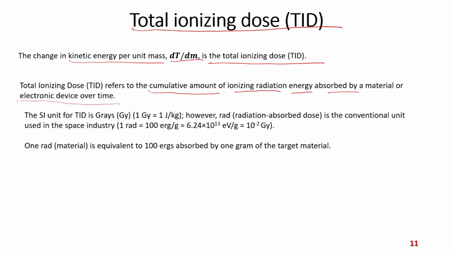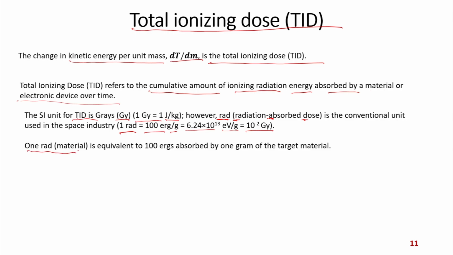So, the SI unit for TID is Grays, or Gy. 1 Gy is equal to 1 joule per kg, but there is another unit called the rad. Rad means radiation absorbed dose. RAD is the conventional unit used in the space industry. 1 rad is equal to 100 ergs per gram, or you can write it in terms of electron volts. So, it will be 6.24 into 10 to the power 13 electron volt per gram, or that is equal to 10 to the power minus 2 Grays.